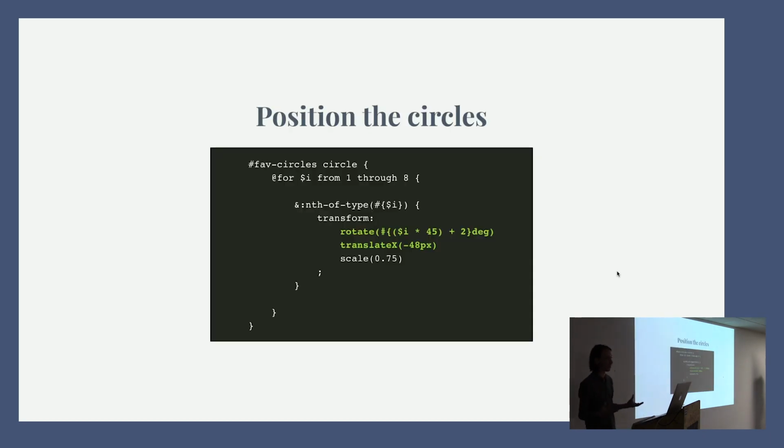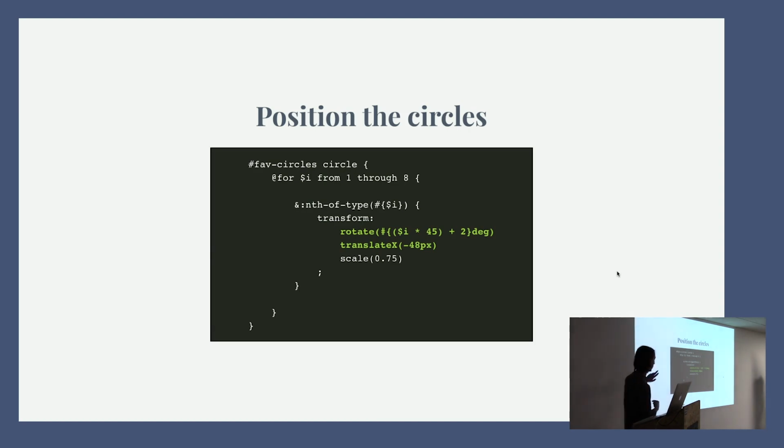So now we need to position them around the heart. In order to do that, I'm using a loop in Sass. So I'm saying for 1 through 8, target the circles using nth-of-type. And then we're applying a rotation to begin with. So we're taking the iteration, multiplying that by 45 and adding 2 degrees. So it'll do that for each of the circles, and then we're translating them out. The minus on the x value means that we're going to move them along the x coordinate, and then we're changing the scale as well. Once we've done that and we look at it, we can see that we've actually positioned them right.